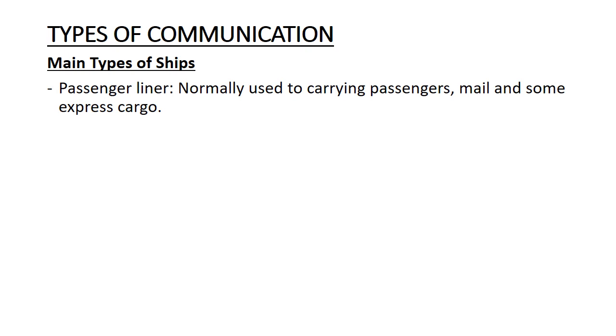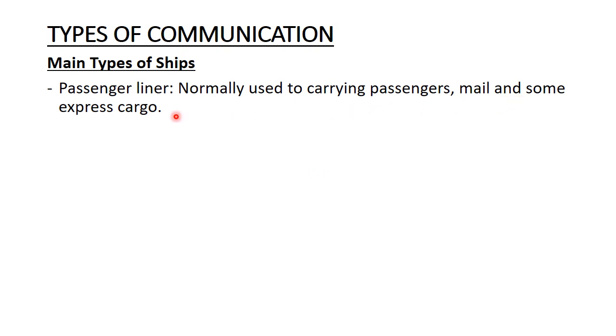Okay, now we look at the main types of ships. So what we have been looking at are different types of equipment that are used in sea transport, such as ferries, boats, and ships. Now here we're going to look at different types of ships, or main types of ships. So the first is called a passenger liner. This passenger liner normally is used to carry passengers, mail, and some express cargo.